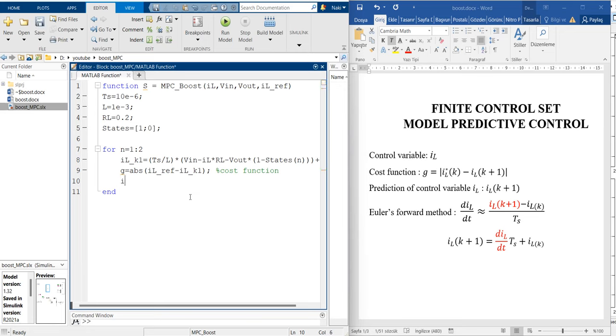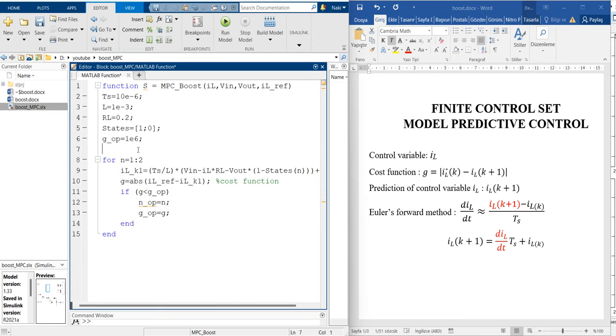Here we are calculating the error in the cost function, and if the calculated error is less than optimum g, we can determine depending on the less error by using such a minimization here, and n_op is equal to n and g_op will be equal to g. Okay. We have to define the initial value of g_op. I'm defining a big value for g_op, 1e6.